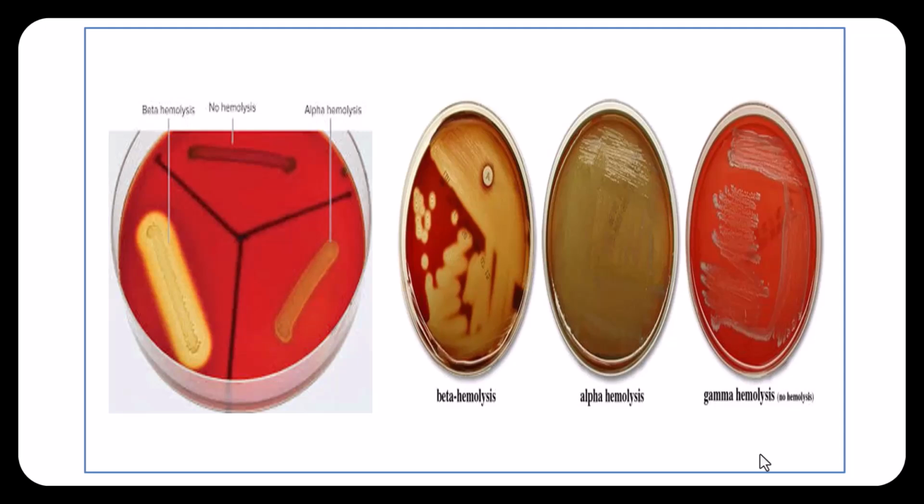Here is another image of the types of hemolysis of the streptococci on blood agar. Beta hemolysis is indicated by the clear zone around the colony due to the complete destruction of the red blood cells. Alpha hemolysis is indicated by the green zone around the colony due to the partial destruction of the red blood cells. And gamma hemolysis is non-hemolysis of the red blood cells on blood agar.